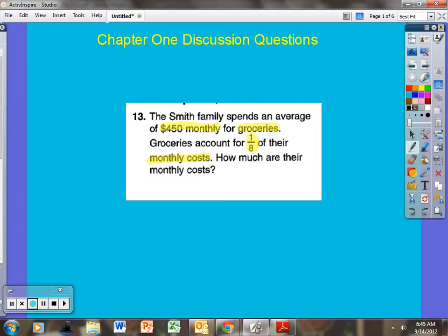It's 1/8. So I don't know how much their costs are for a month, but I know if I were to split that monthly cost up, let's just say $1,000 for instance, and I split $1,000 into 8 pieces, one of those pieces is going to be groceries. I think of a piece of pizza or a pie. So I don't know how much their total costs are, so I'll call that G. Now I know that an eighth of their monthly costs are spent on groceries. So that means I take the total amount and I divide it by 8. Now all I know is that 1/8 of their costs is equal to $450.